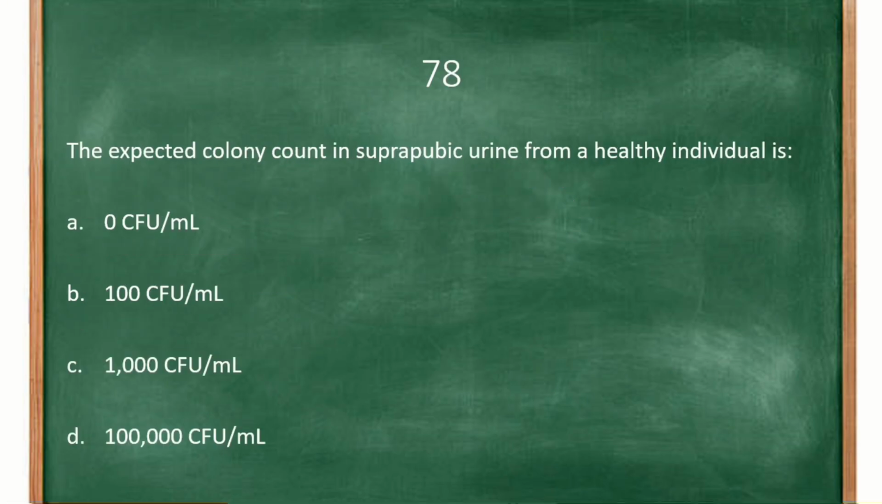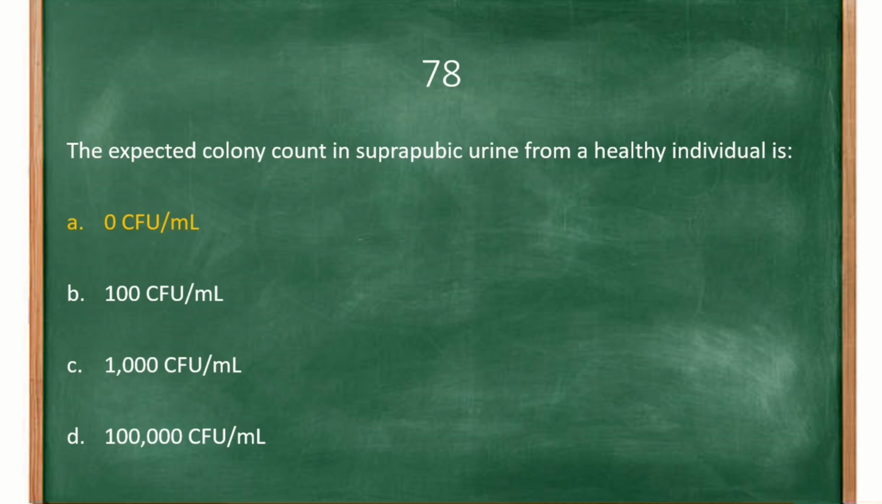78. The expected colony count in suprapubic urine from a healthy individual is A, 0 colony forming units per mil, B, 100 colony forming units per mil, C, 1,000 colony forming units per mil, and then D, 100,000 colony forming units per mil. The answer to this one is 0 colony forming units per mil. Okay, so what's the reason?